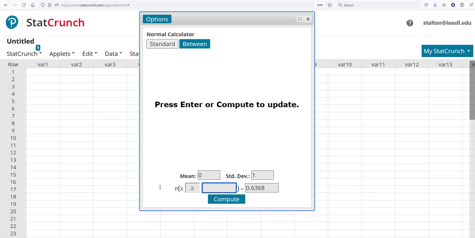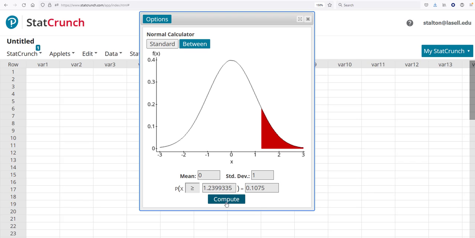I'm just going to take that out. And I want this area to be 0.1075. And I hit compute, and I get 1.239 or 1.24. And as you can see, the graph comes up, you see the visual, and that's the same area that we shaded before. Okay, so once again, you don't have to subtract to get the area to the left and all that. You have this less than and greater than thing, inequality symbols.